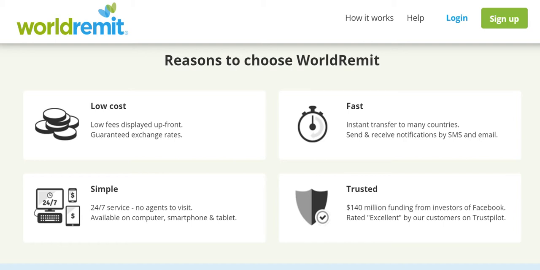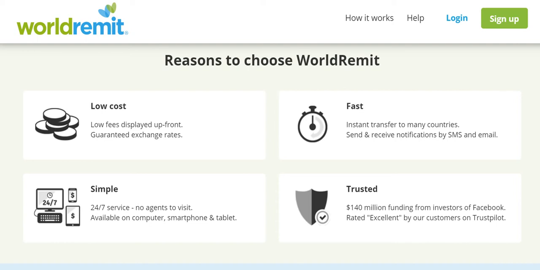And yes, it is very, very fast. In fact, to many countries, it is instant. And the process involves constant communication, whereby both by SMS and email, notifications are sent out to the sender as well as the receiver. Further, WorldRemit is well and truly very simple. Unlike Western Union, there are no agents to visit. 24 by 7, anytime, anywhere, no matter where you are, and no matter what kind of device you're on, whether it's a computer, smartphone, or tablet, it does not matter. You can go through with the transfer process with complete ease.